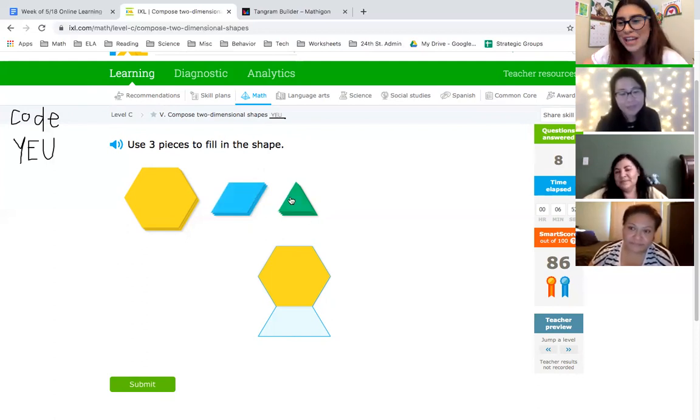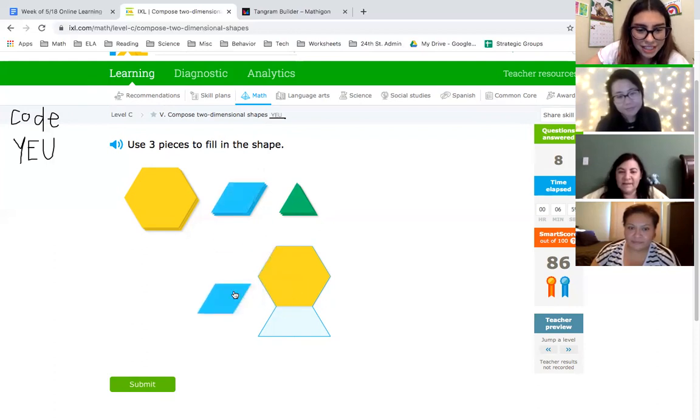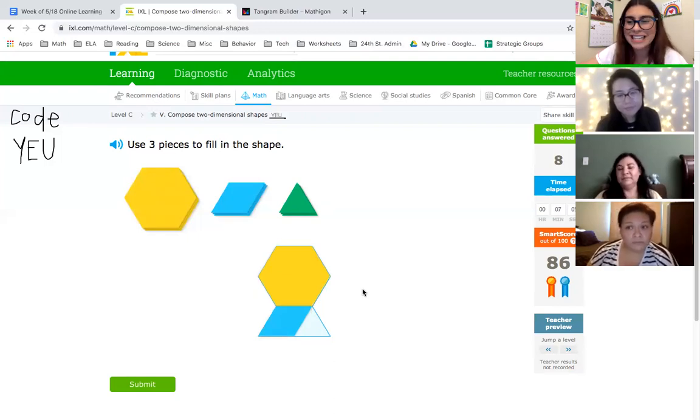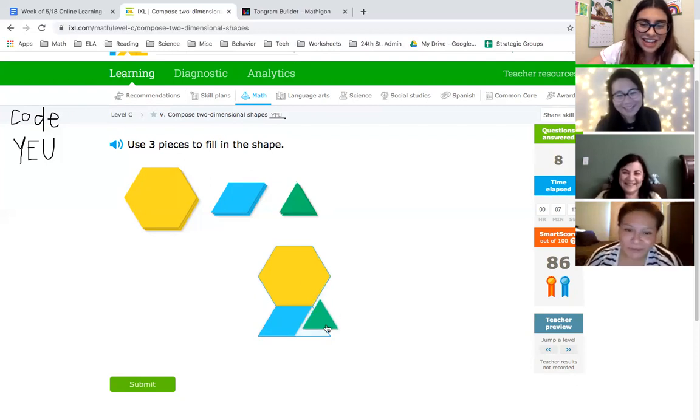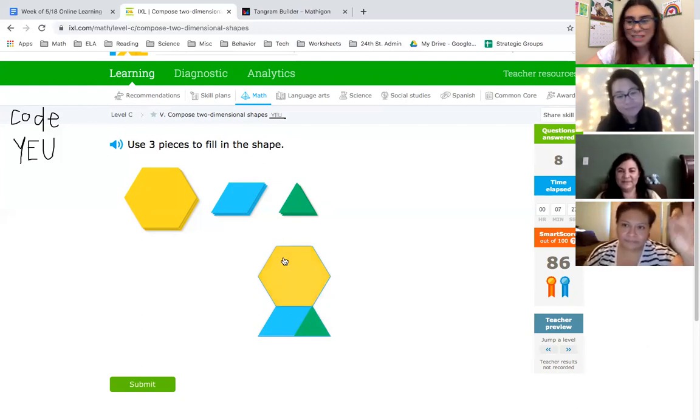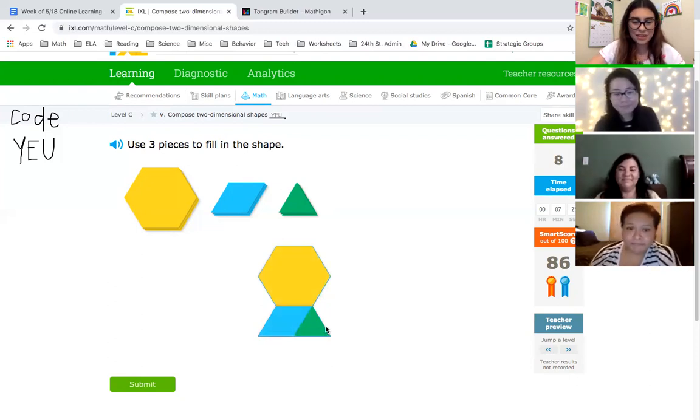Okay, Miss Hernandez, what's the next shape we should use? I think I want to try the rhombus just below the hexagon. All right. So like this. Okay, and Miss Rosales, last shape that we want to use. I think I want to go with the parrot. No, I'm just kidding. Triangle, please. Let's make sure that we're following the directions. It says use 3 pieces to fill in the shape. And did we use 3 pieces? Yes. 1, 2, 3. It's nice that they give us different colors for each of the shapes.